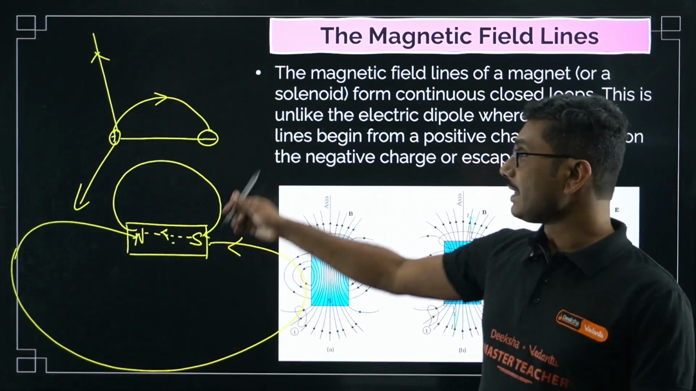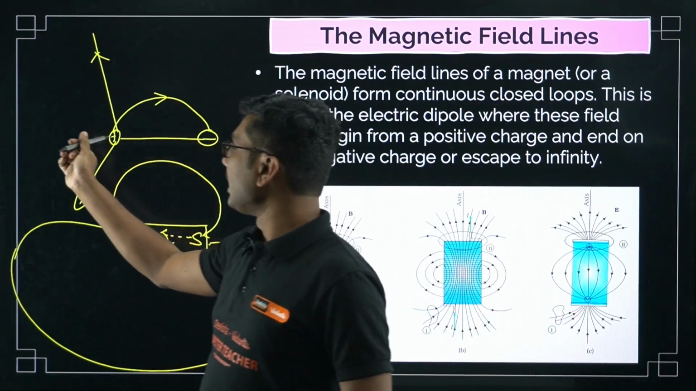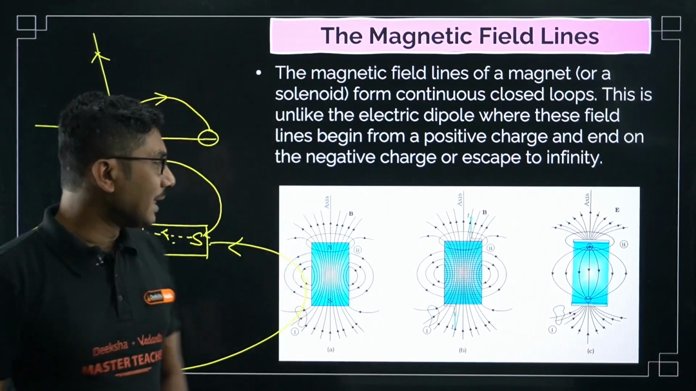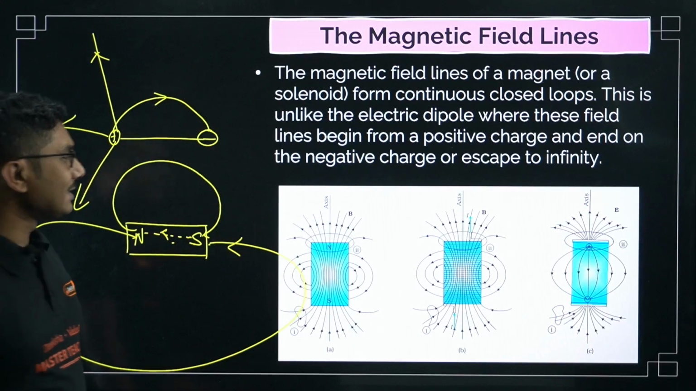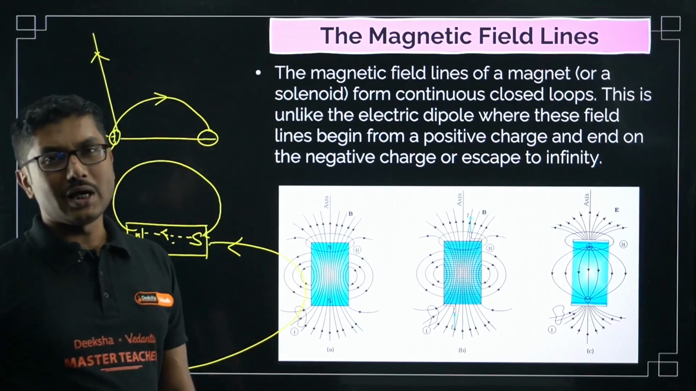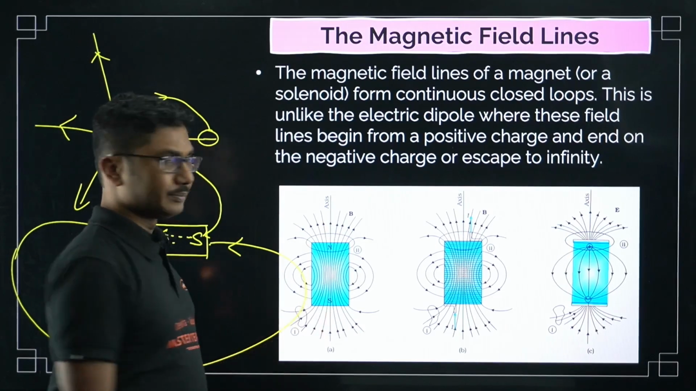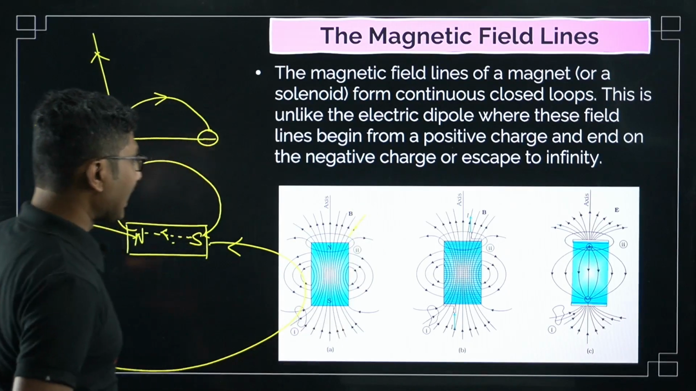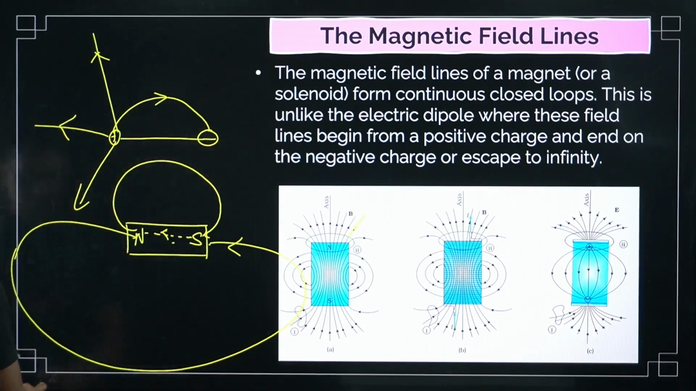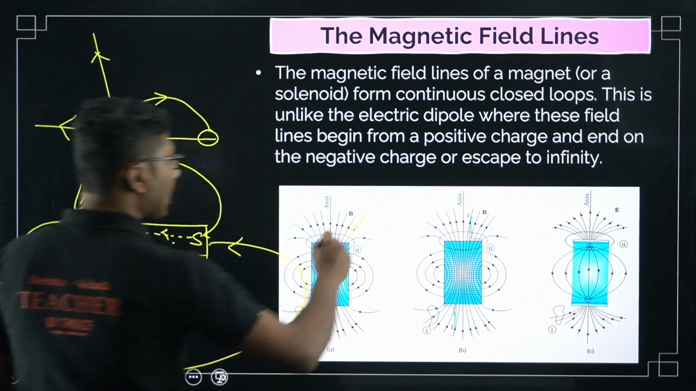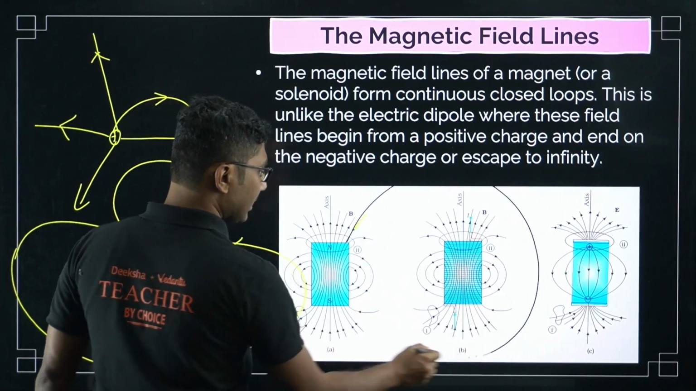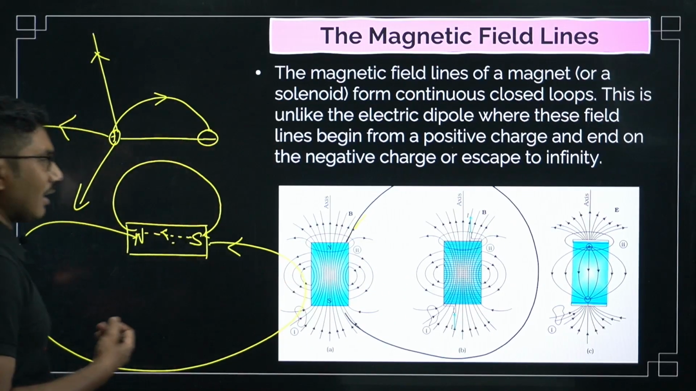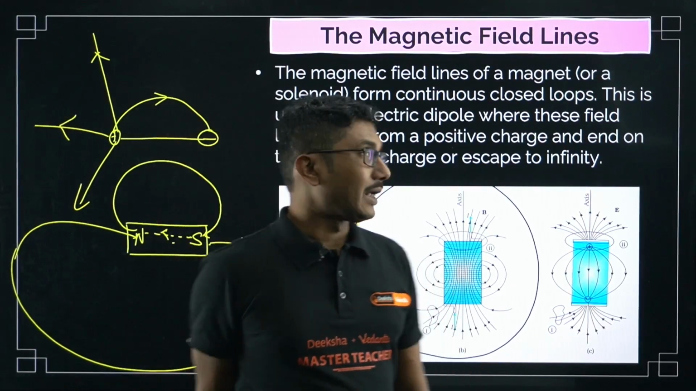Unlike electric charges, where some field lines do not come back to the negative charge at all, in the case of magnetic field lines, they always come back to the south pole. So even if a line in this diagram is shown going towards infinity, it does not go to infinity. After traveling some long distance, it comes back to the south pole. That is the basic difference between a dipole and a bar magnet.